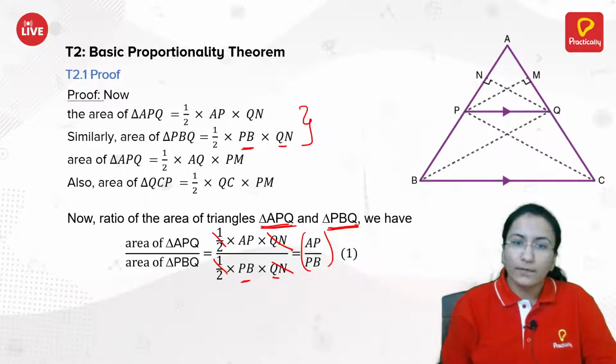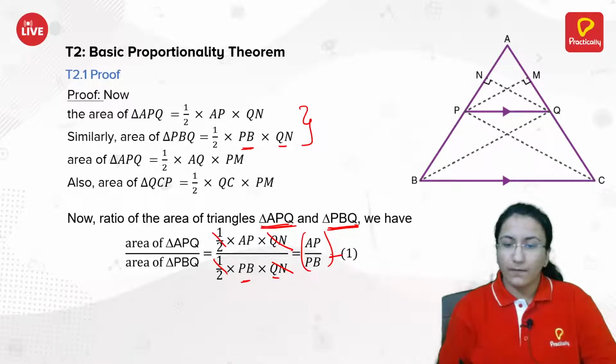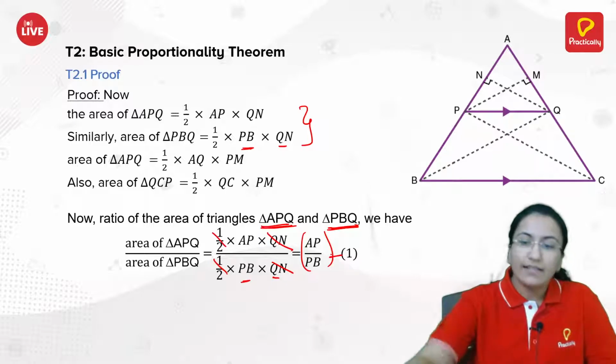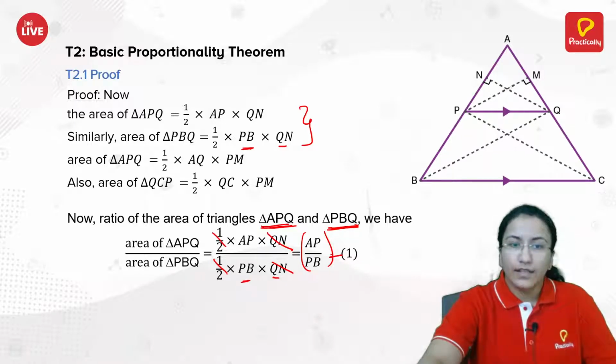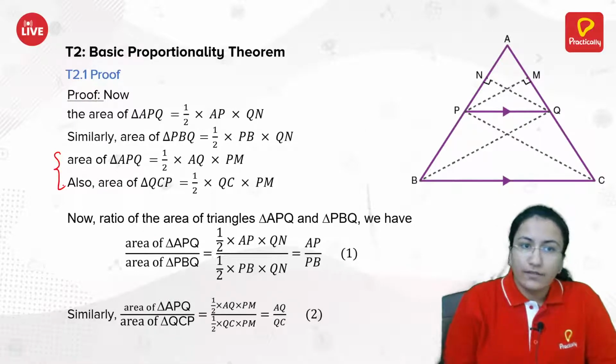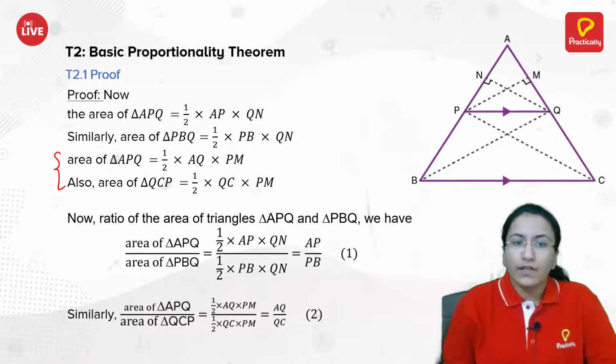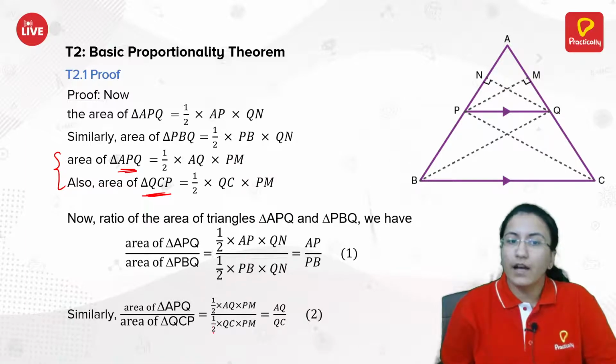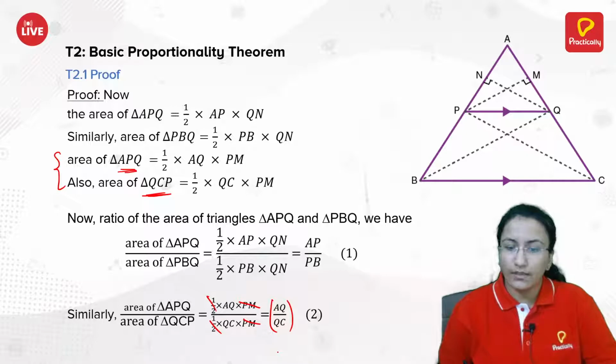So you are left only with AP by PB. So this is the first equation we have, and for the next equation we want the other area. Like here, we divide these two, then we will have area of triangle APQ divided by area of triangle QCP. That will be half into AQ into PM over half into QC into PM. Similar pattern, PM will be cancelled, half will be cancelled, you will be left with AQ by QC only, right?